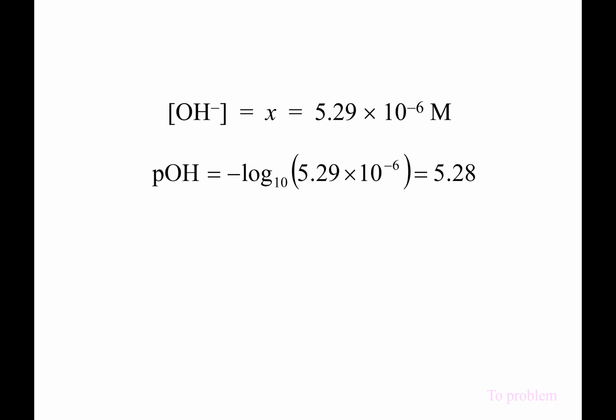Then how do we get pH? Subtract it from 14. So pH is 14.00 minus 5.28. That's a lot of work to get the pH at the equivalence point. Now it should be basic, and it is. Your pH is 8.72. And that's at the equivalence point just because your acetate ion is driving the pH of the solution.